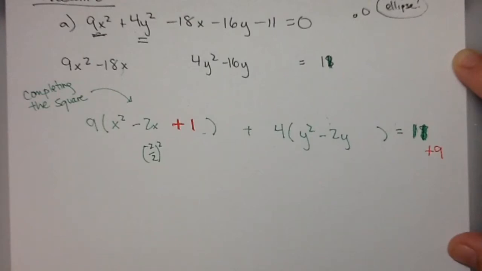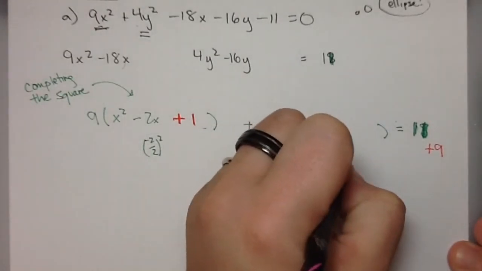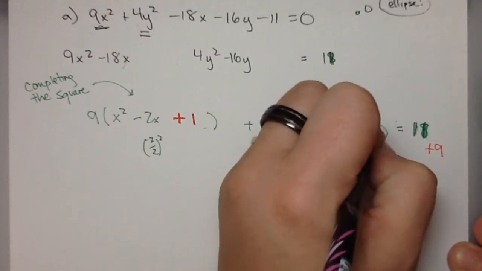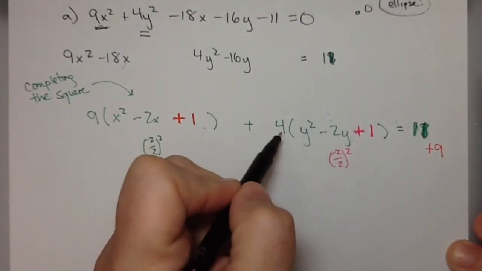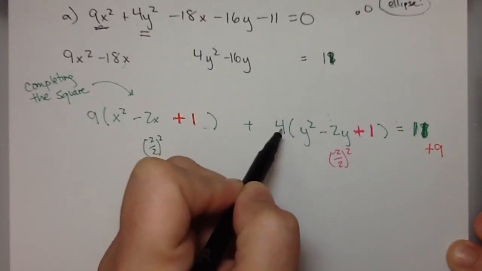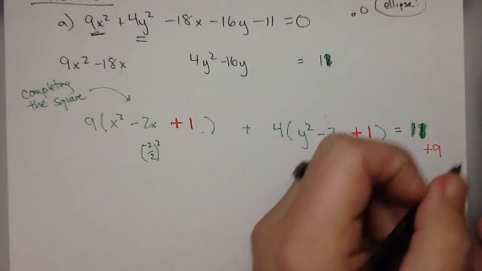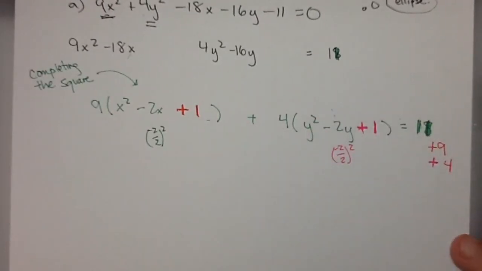Now we're going to have to complete the square again in the y. So we've got y squared minus 2y. So we have negative 2 divided by 2 and square that, and we get plus 1 here again. But since there's a 4 out front, 4 times 1 is 4. Since we added 4 to the left-hand side, we have to add 4 to the right-hand side.